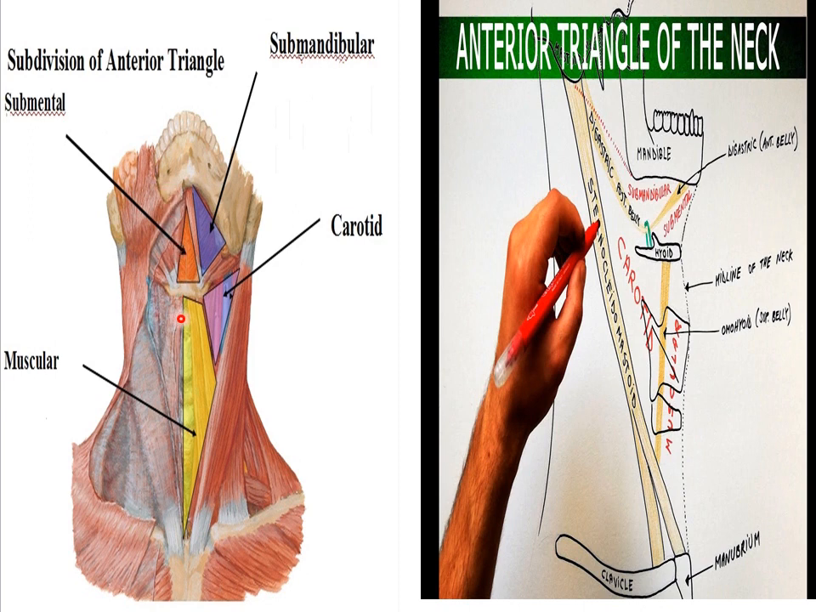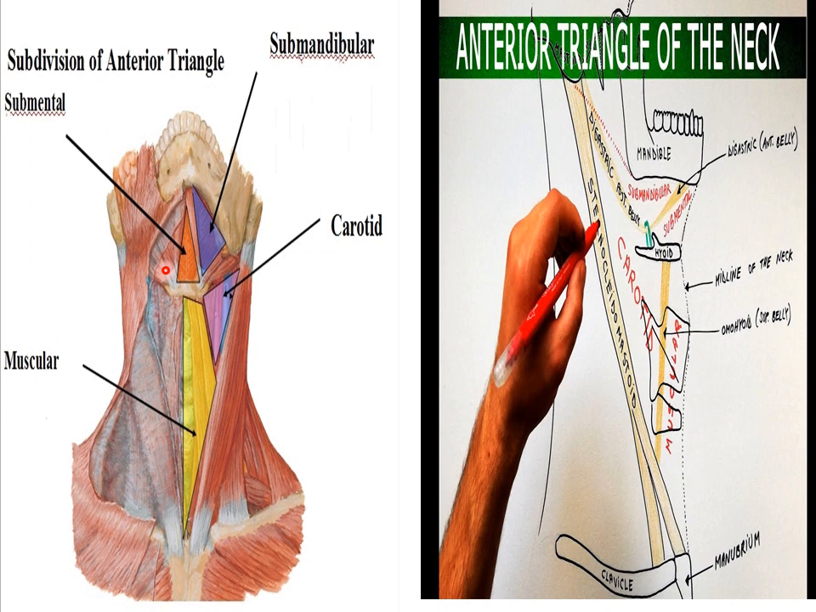Then the apex of the anterior triangle is formed by the manubrium sterni. This is the manubrium of the sternum. So this is the apex of the triangle, and here you have the base of the triangle. Medially, the triangle is bounded by the midline of the front of the neck, posteriorly by the anterior border of sternocleidomastoid muscle. So these are the boundaries of the anterior triangle of the neck.